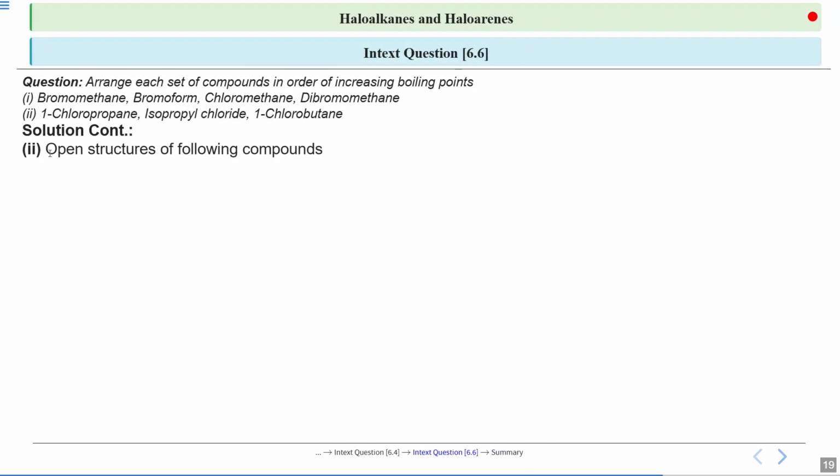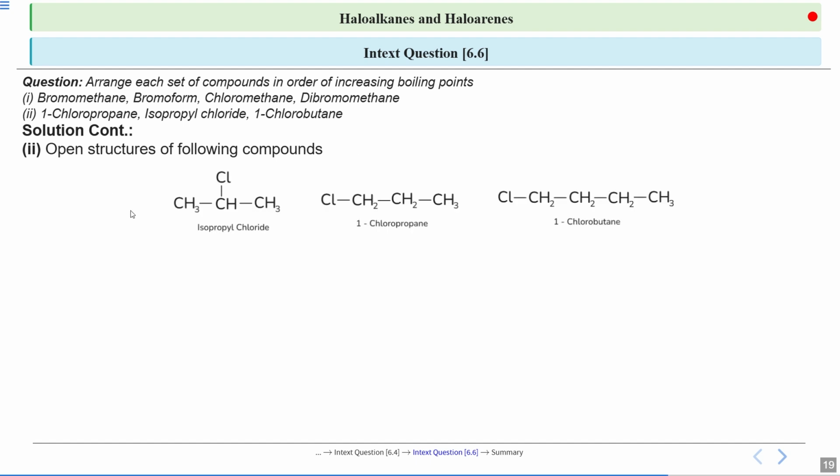Now, if we see the second part, we have 1-chloropropane, isopropyl chloride and 1-chlorobutane. So the open structures of these compounds, you can see the open structures, right? This is the isopropyl chloride where chlorine is present at the second carbon. This is 1-chloropropane, where chlorine is present at the very first carbon and having 3 carbons in the chain. This is 1-chlorobutane. Chlorine is attached at the first carbon and the carbon chain is of 4 carbons.